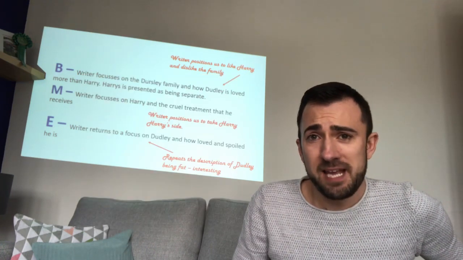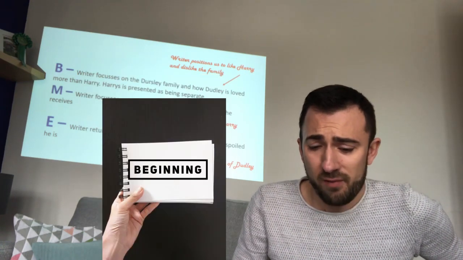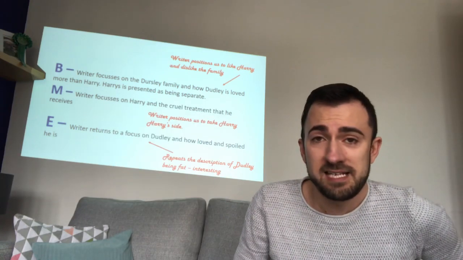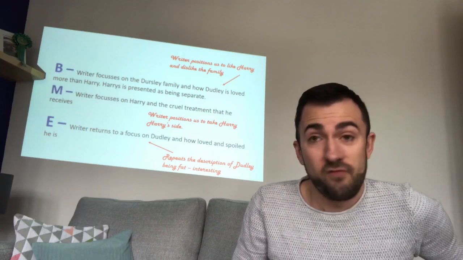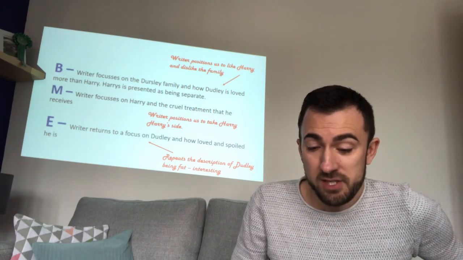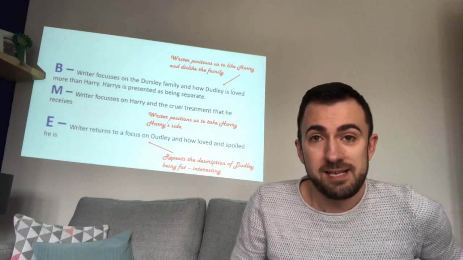I've identified that at the beginning of this extract, the writer is focusing on the Dursley family and how Dudley is loved more than Harry. Harry's presented as being this isolated, separate character and very much not part of the family. I've made a little note there that perhaps here the writer is positioning us to like Harry and dislike the family.